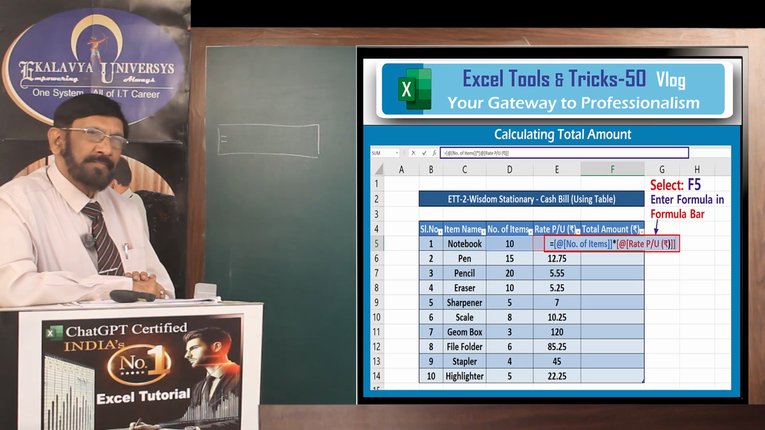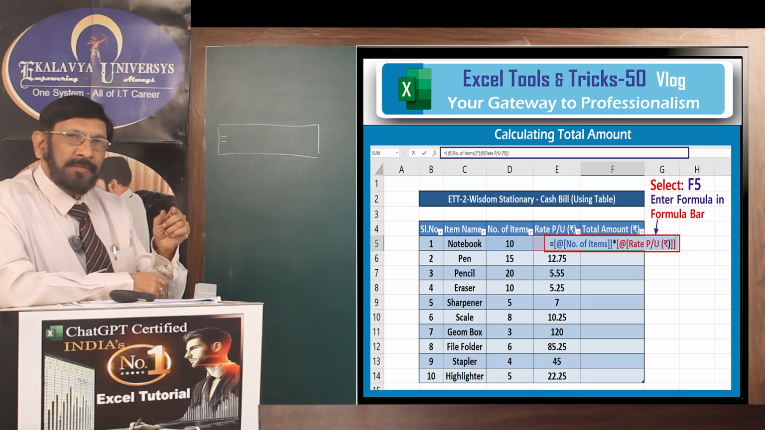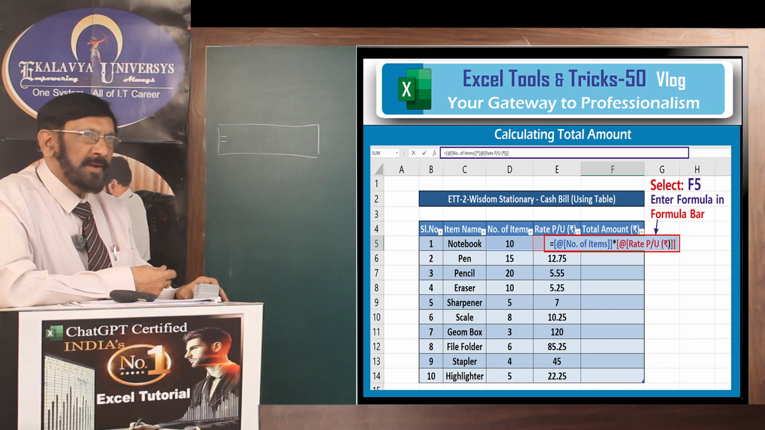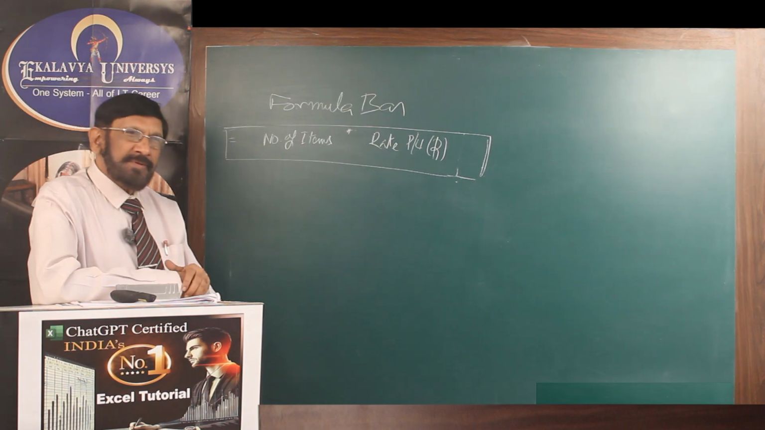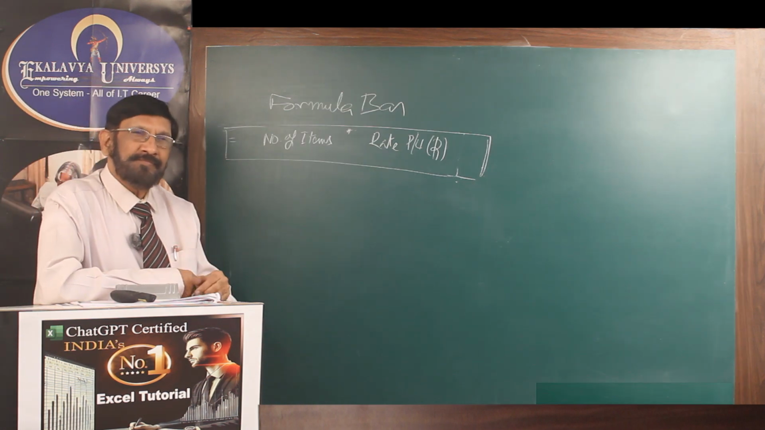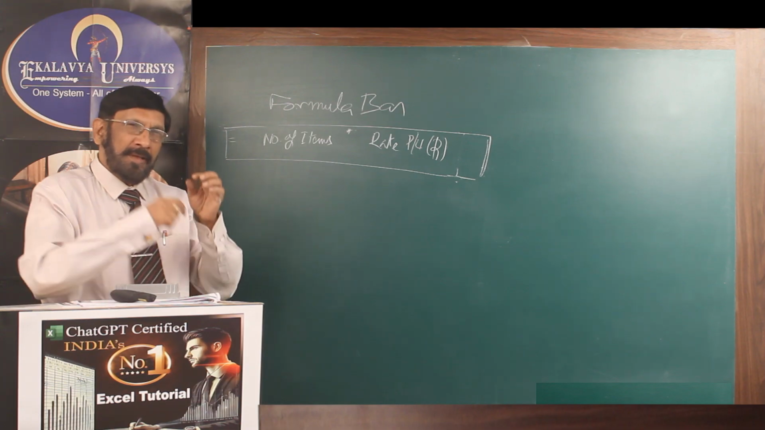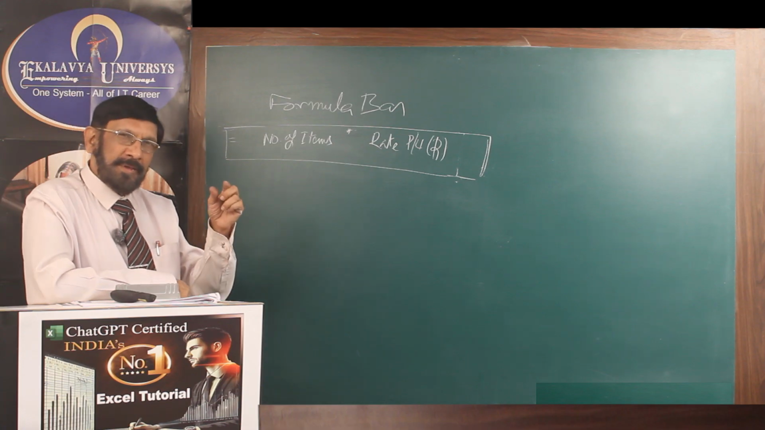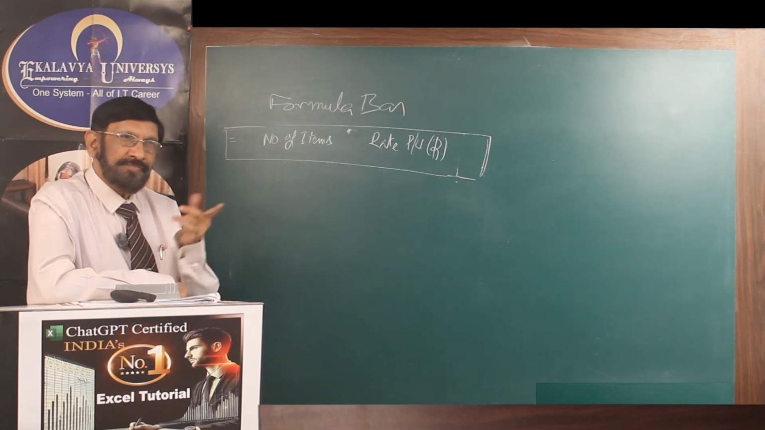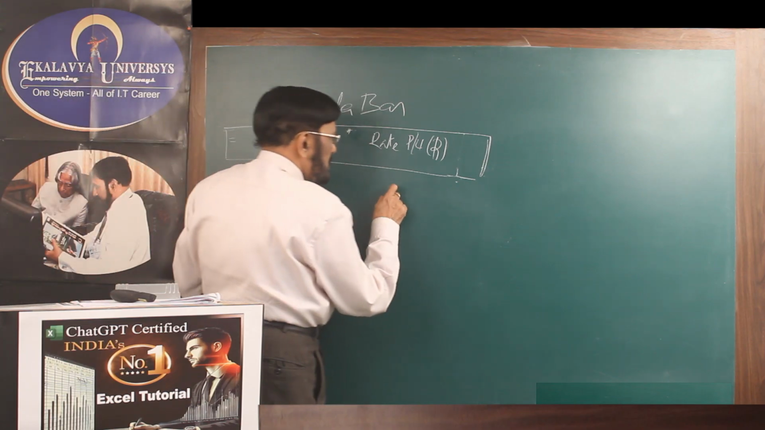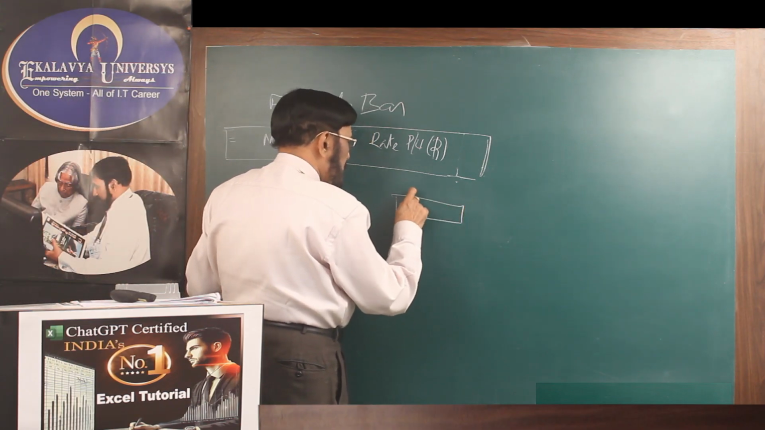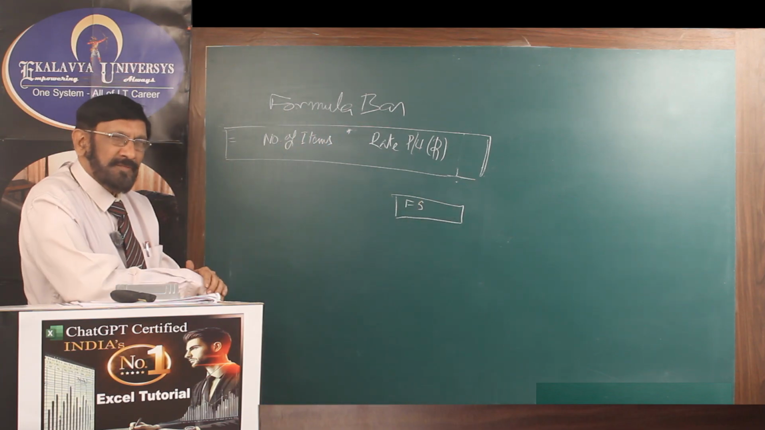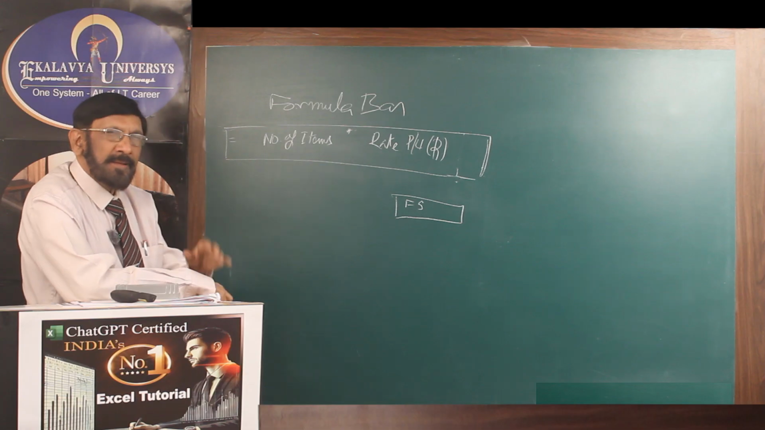Actually, what is the formula? That is number of items into rate per unit. That is the mathematical formula. Now, what to do? First, you have to select F5 according to my table. F5 means the first cell of the total amount column, where the amount is displayed. So you do that. Let us say this is F5. You select it. Thereafter, you write the formula. Don't get confused. One or two times, if you need to, please write it.